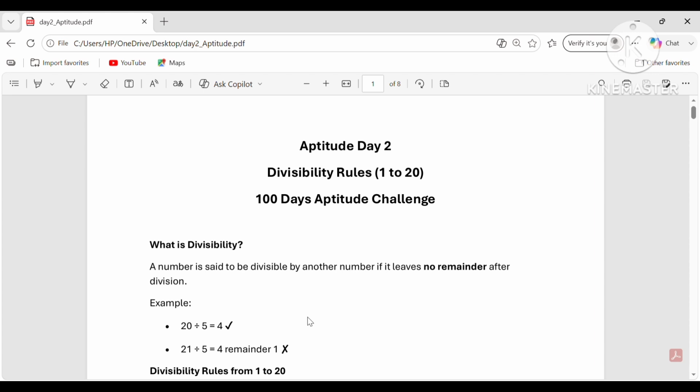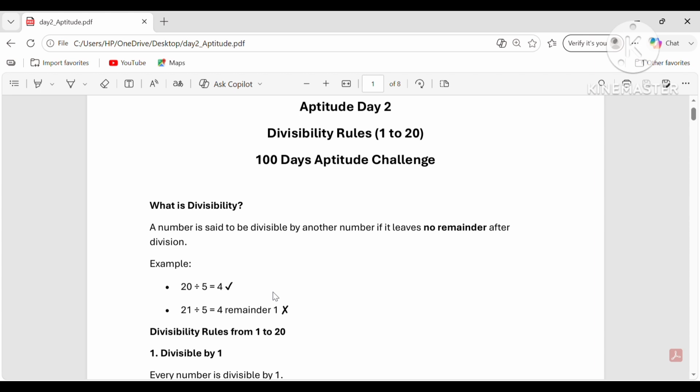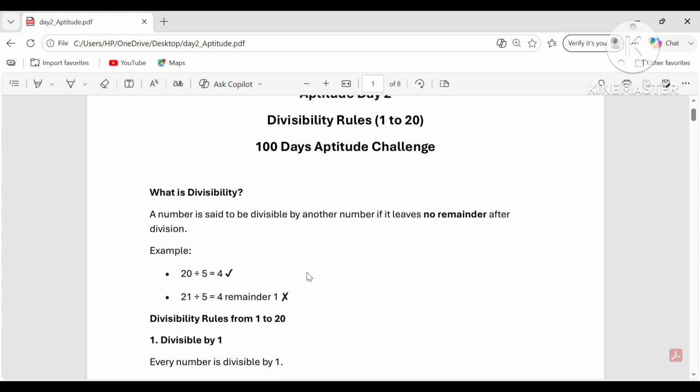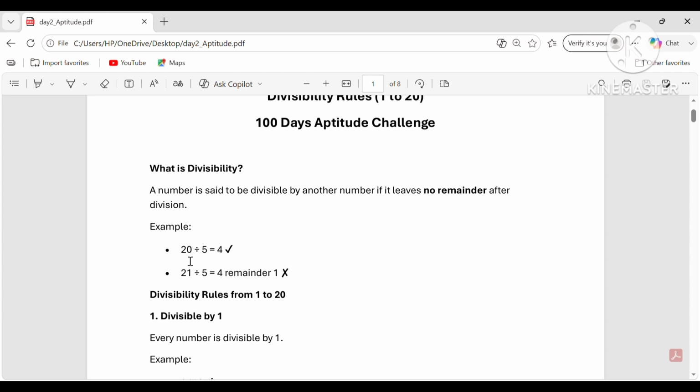Let's begin with what is divisibility. A number is said to be divisible by another number if it leaves no remainder after division. So the example is 20 divided by 5, that equals 4. So there is no remainder. So that is the divisibility.